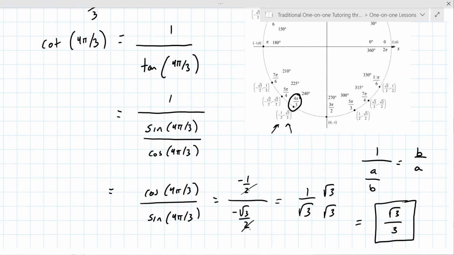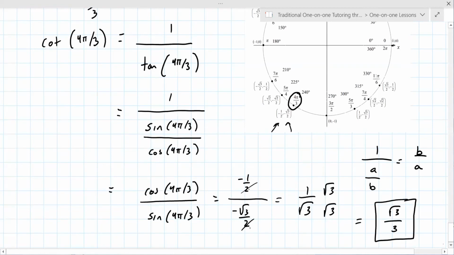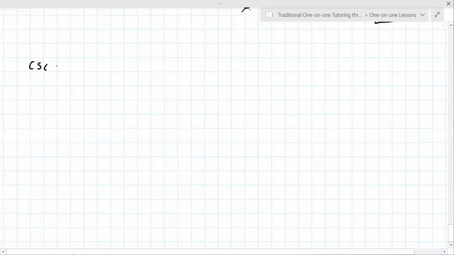So the next one is cosecant 7 pi over 4. Cosecant is really 1 over the sine of 7 pi. Oh wait, I'm so sorry. I said the wrong one. It was just COS. So that's cosine.